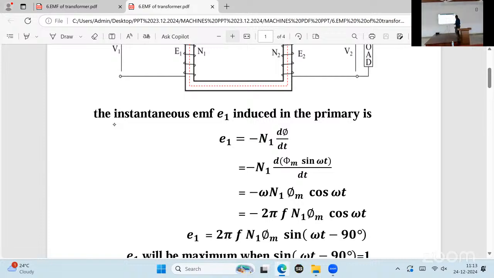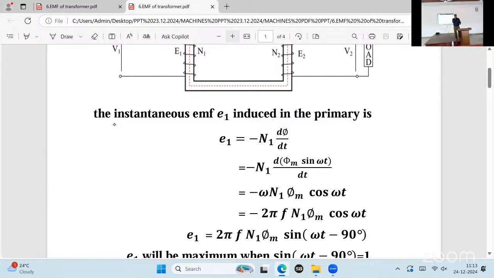Minus cos omega t is equal to sine of omega t minus 90. Minus cos omega t is equal to sine omega t minus 90. This is called E1. Every second, this is the voltage generated.